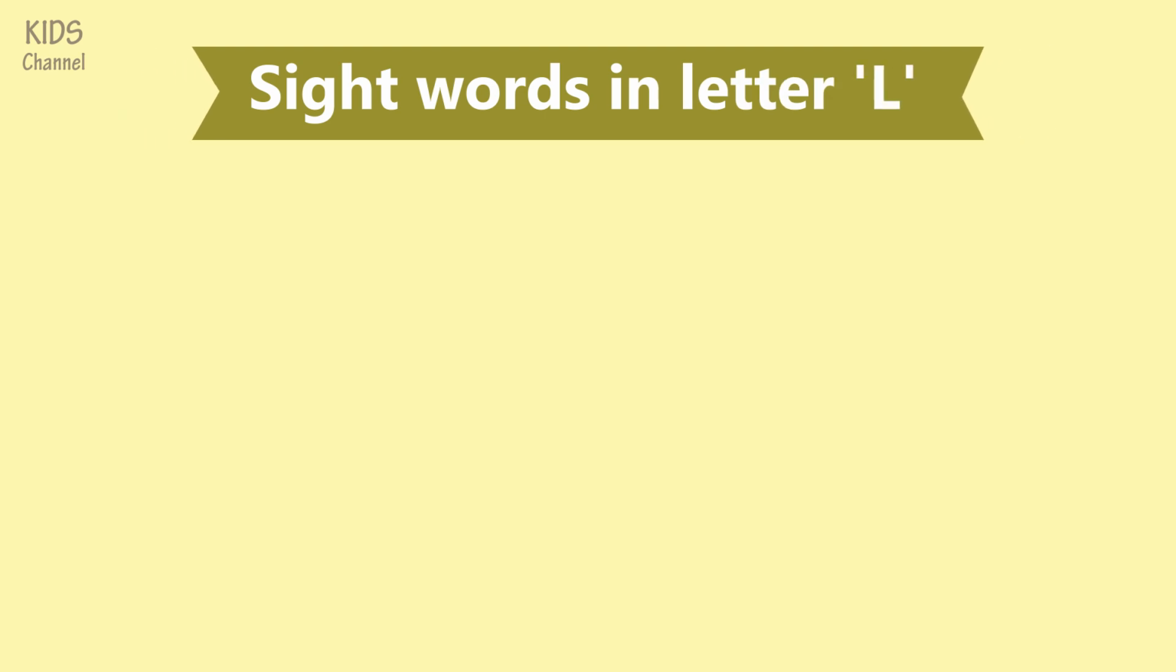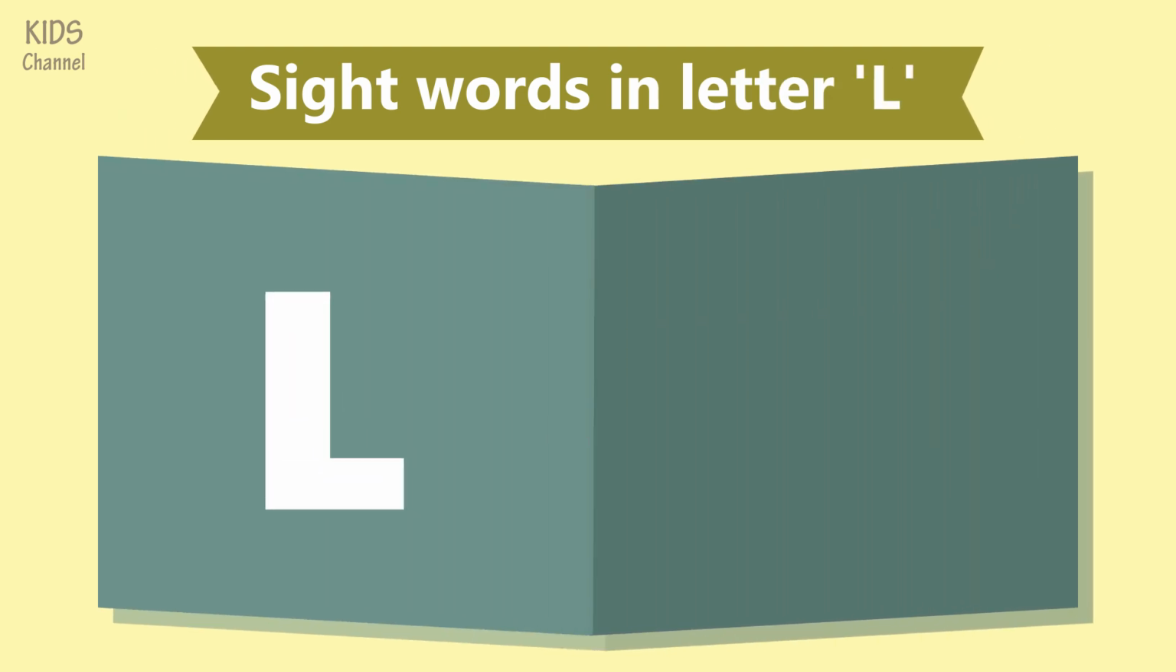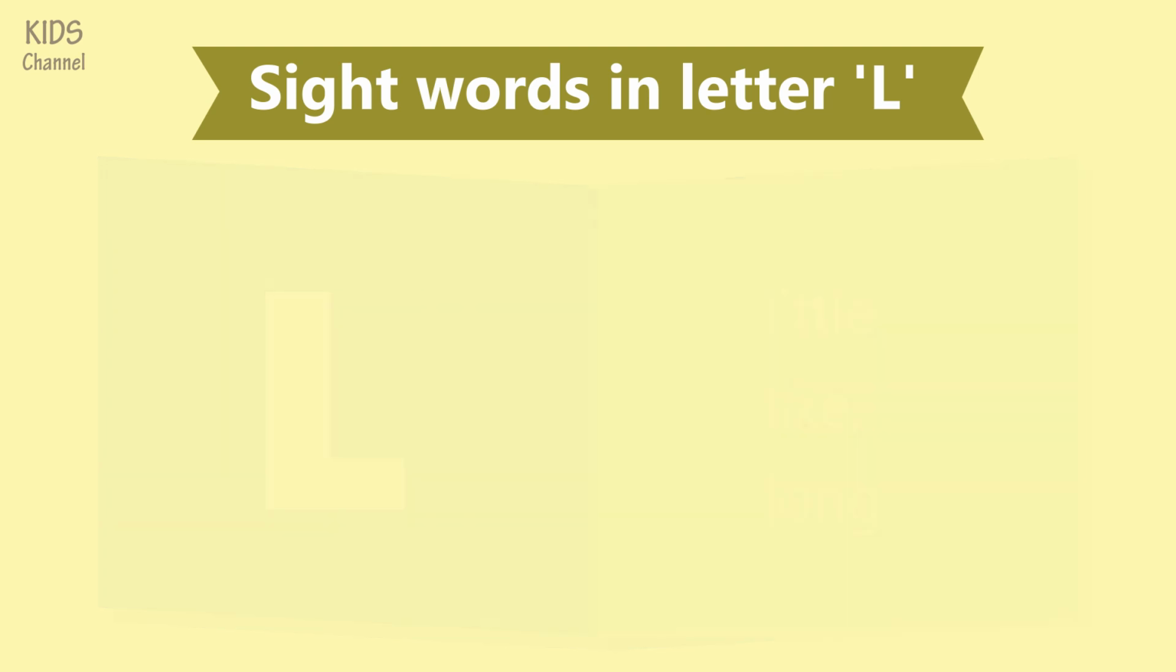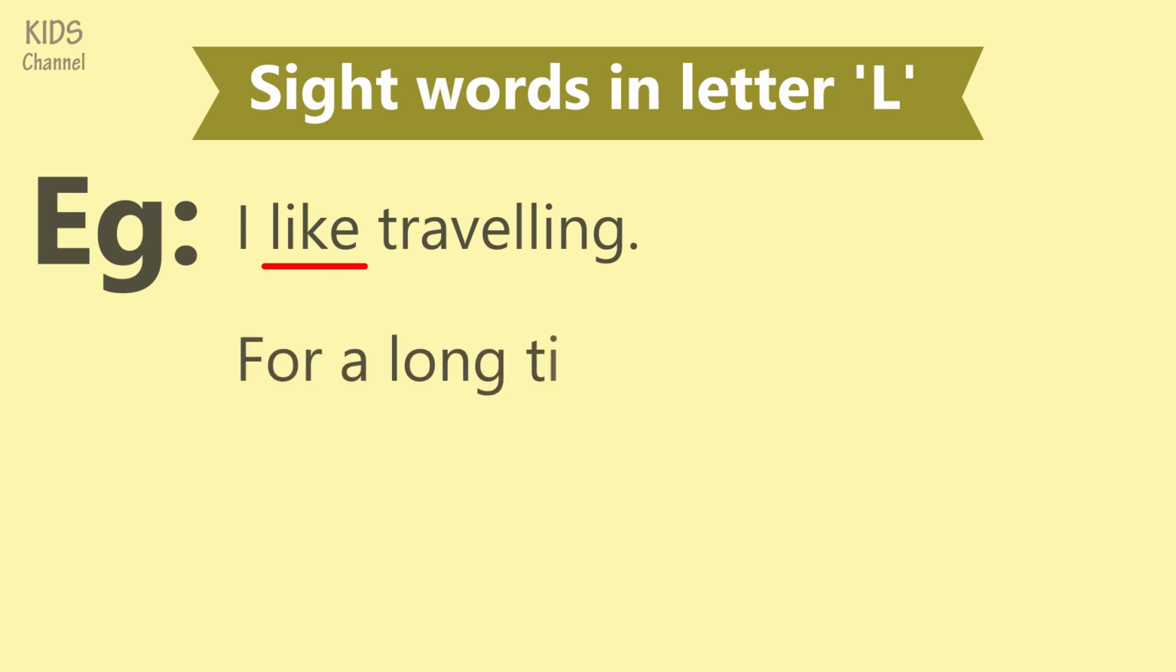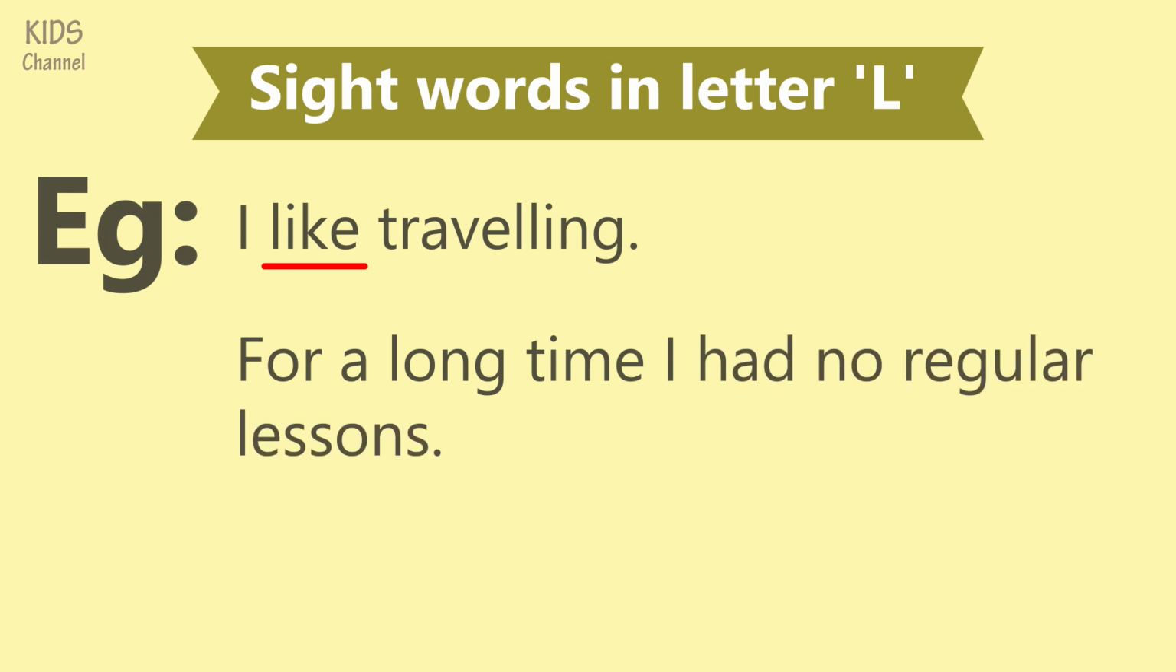Sight word in letter L. Little, like, long. With few examples, we'll identify the sight word in letter L. Example 1. I like traveling. Here, like is a sight word in letter L. Example 2. For a long time, I had no regular lessons. Here, long is a sight word in letter L.